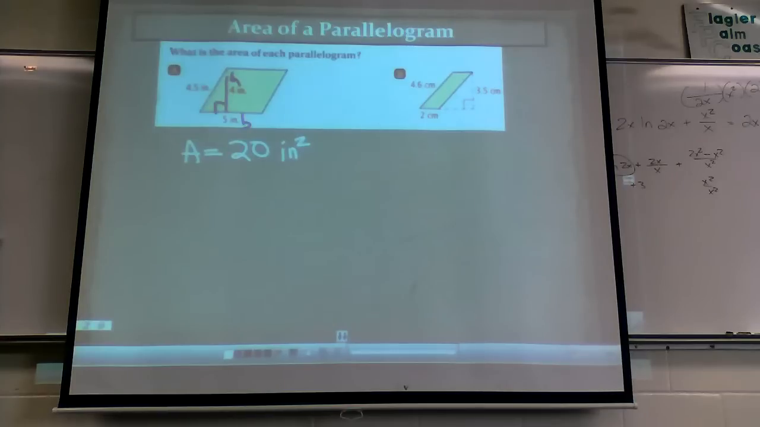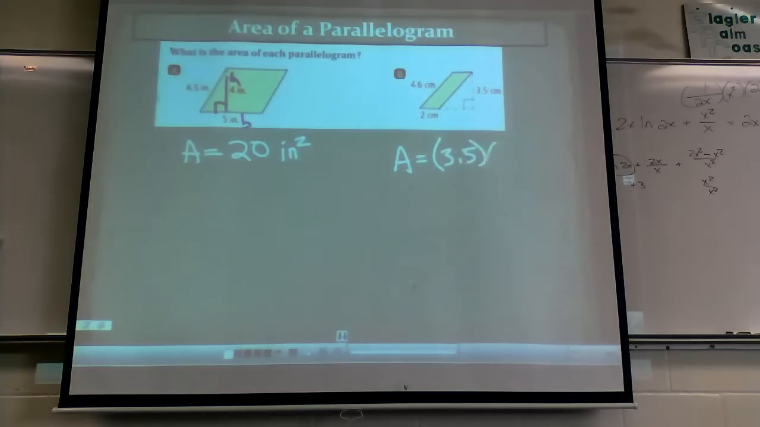What about the one on the right? What do you think the area for that is? What two numbers am I multiplying together to get the area? 3.5 and 2.